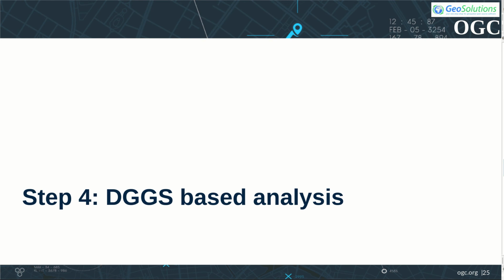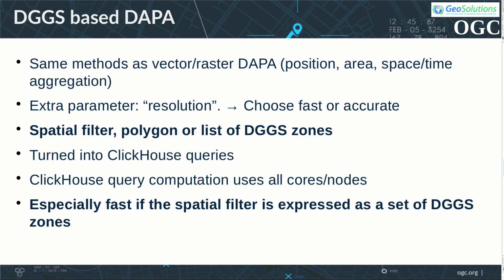To wrap up, let's consider data analysis. The Data Access and Processing API has been developed during Testbed 16 to provide analytics extensions based on collections. In particular, it provides aggregations over position, area, and time ranges, eventually both. The DGGS flavor of the API allows to aggregate zones with a choice of target resolution and a possibility to specify the area of interest as a set of zone identifiers.